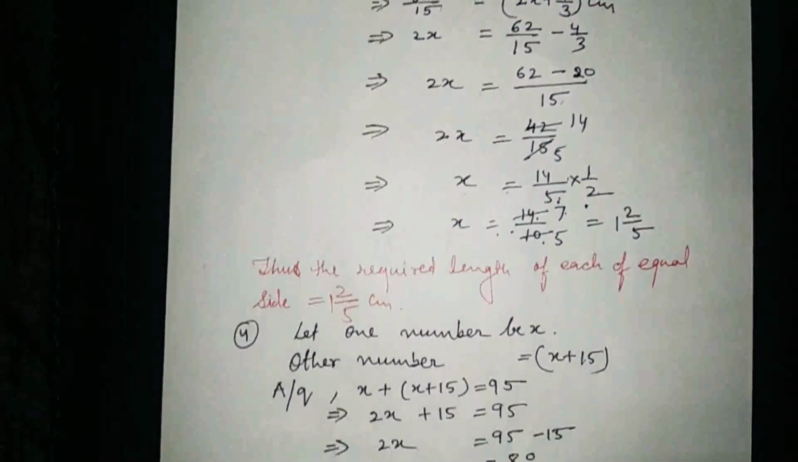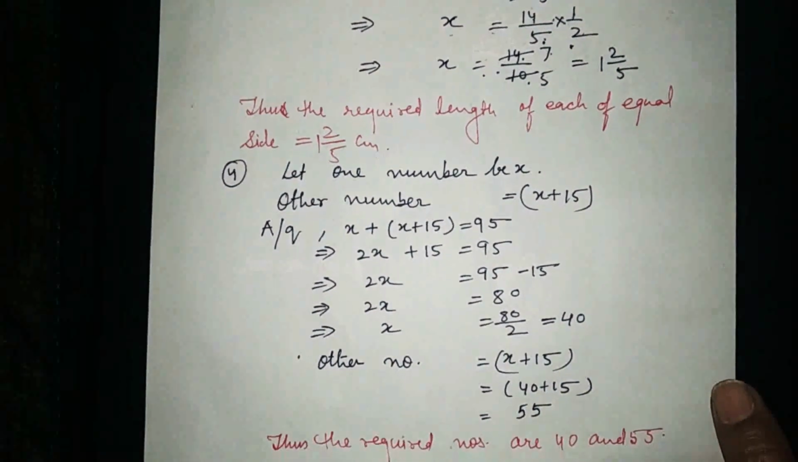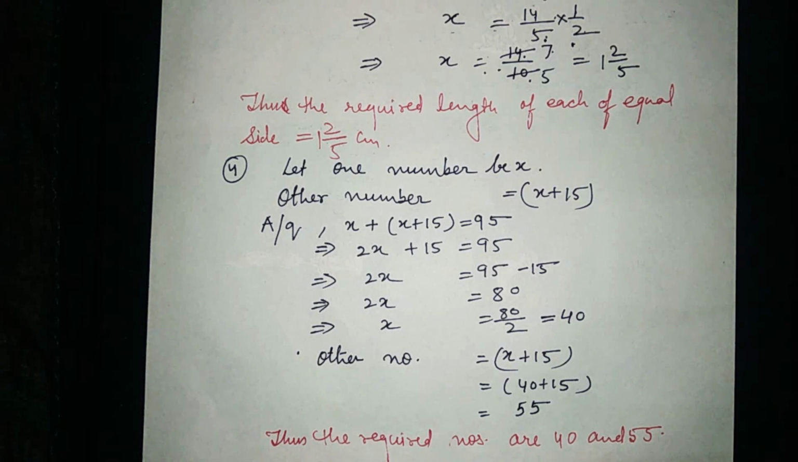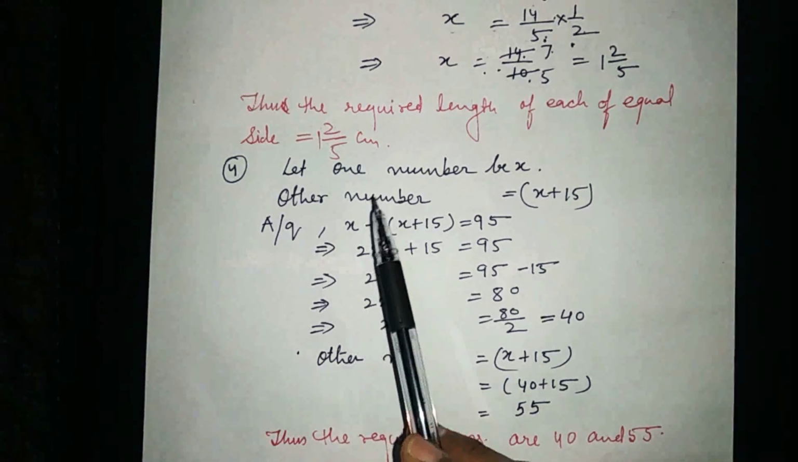Now you will see question number 4 in your book. See very carefully. Sum of the two numbers is 95. If one exceeds the other by 15, find the numbers. Okay. Here we don't know the first number. Then if we do not know about the first number, how can we tell about the other number? So what we will do? First we will assume the first number.